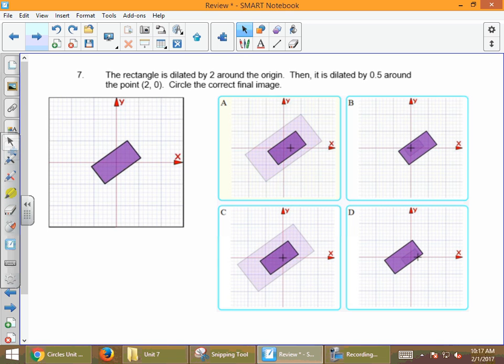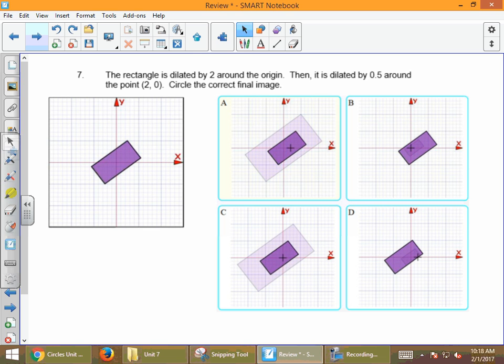Multiple choice one, trying to see what's going on. So a rectangle is dilated by 2 about the origin. Then it's dilated by 0.5 around the point (2, 0). Circle the final image. All right, that's easy. Well, there's some we can eliminate off the bat because we know we're not always dilating about the origin. We're dilating about (2, 0) at the end. So which one of these can we eliminate off the bat because of that, knowing that new origin is going to be (2, 0)?